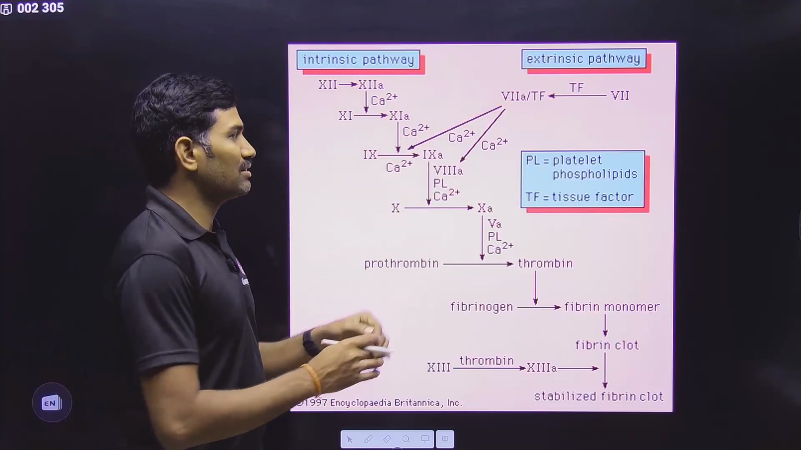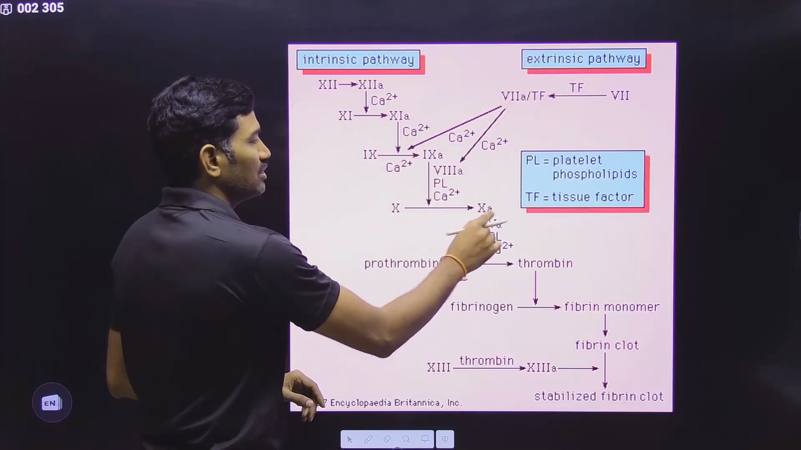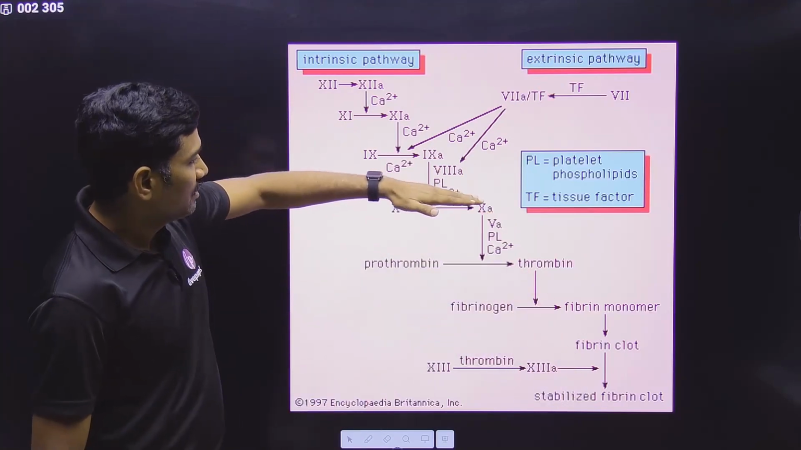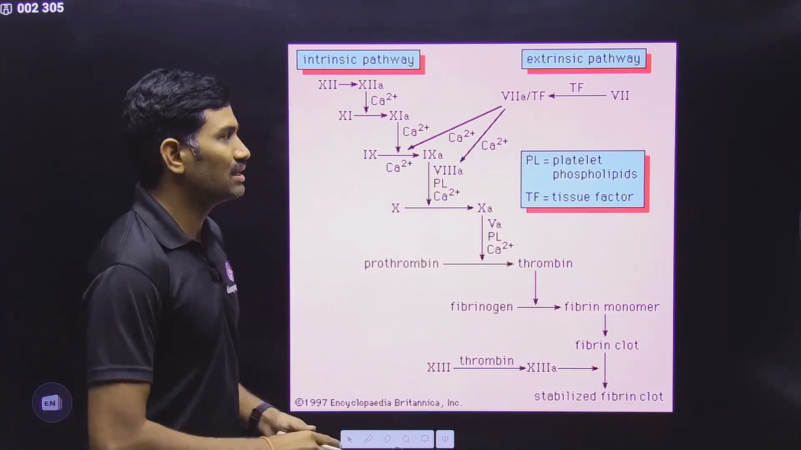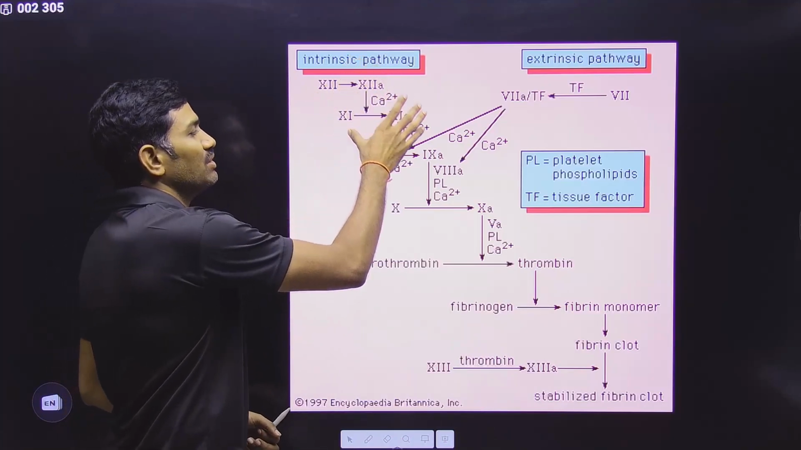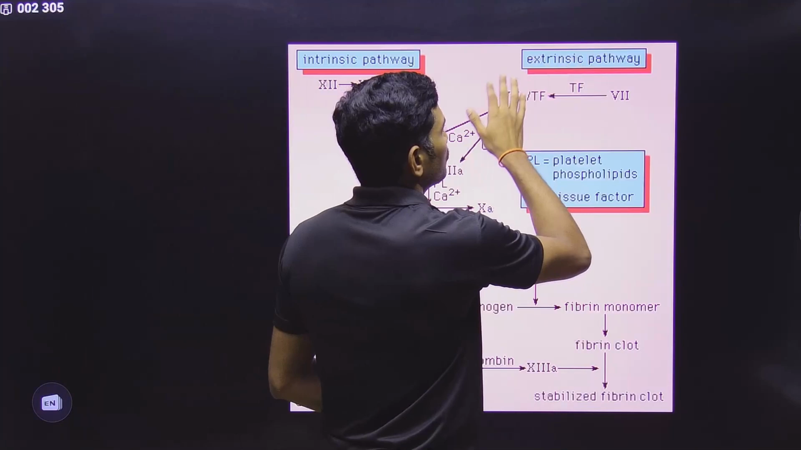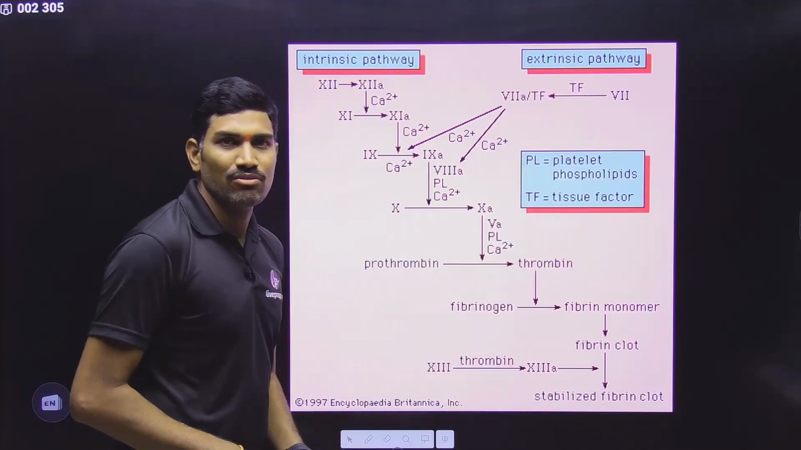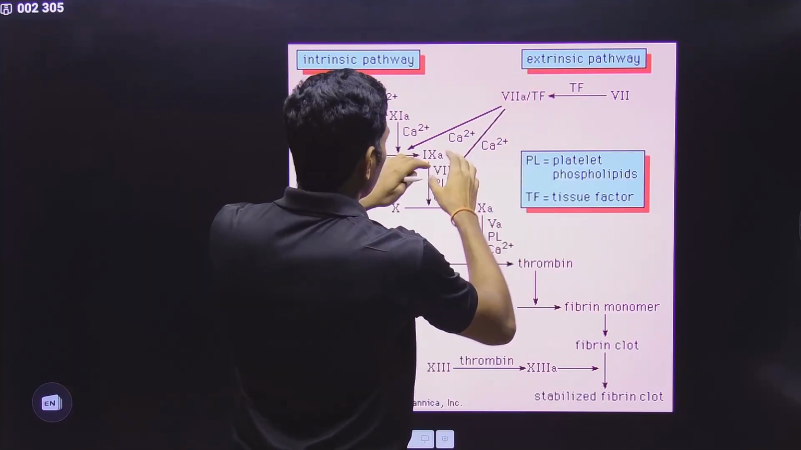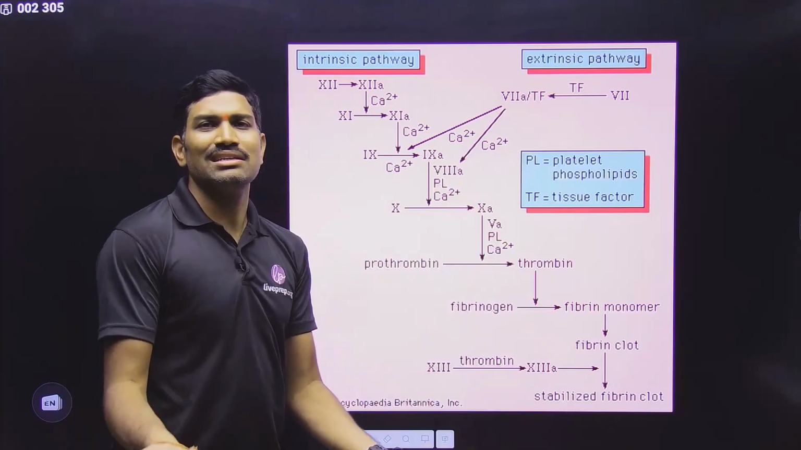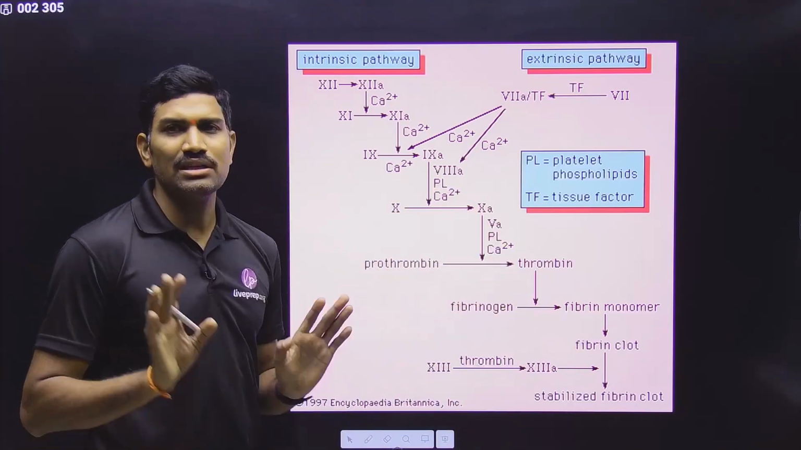But whatever the pathway, ultimately from here onwards, all the steps are the same. Initially, if the damage is from the internal side, some factors are involved. If the damage is from the extrinsic side, some other factors are involved. But whatever it is, all of these ultimately involve these common steps. From here onwards, whether it is intrinsic or extrinsic, the steps are the same.